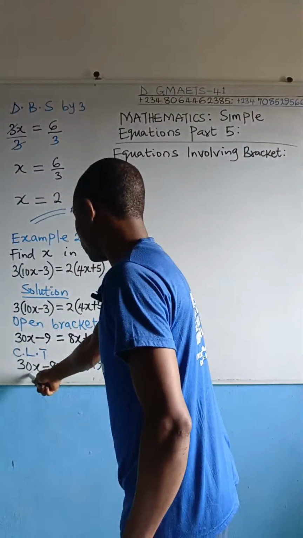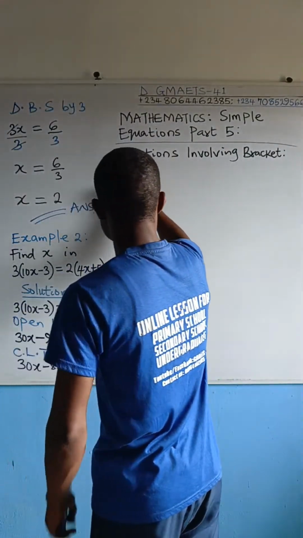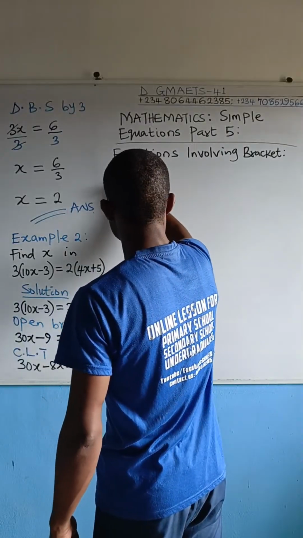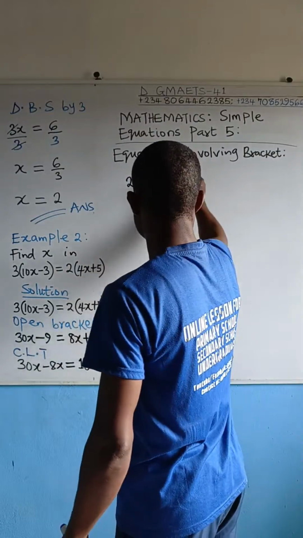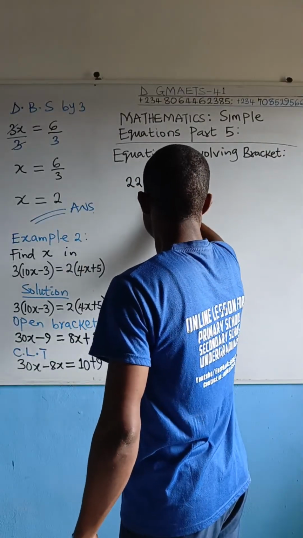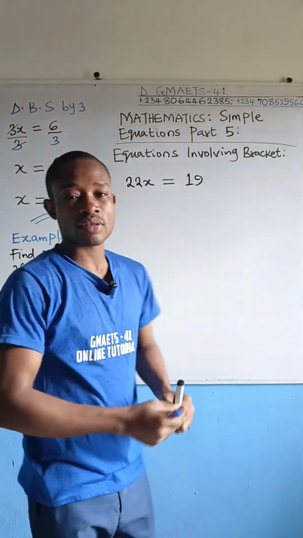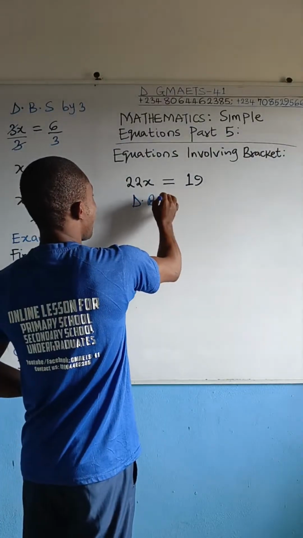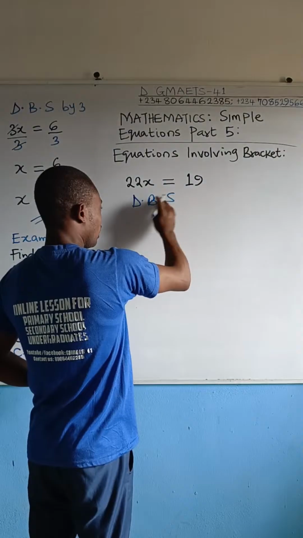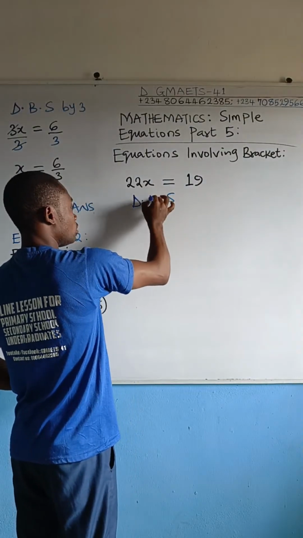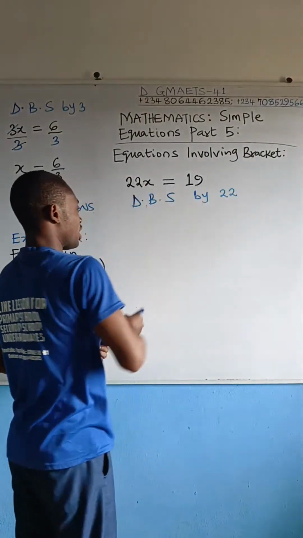Like I said, 30x minus 8x will give you 22x. So in place of that 30x minus 8x, I'll write 22x. That will now be equal to 10 plus 9, which will give you 19. At this point, you divide both sides of the equation by the coefficient of the unknown. And the coefficient of the unknown is 22 because 22 is multiplying the unknown.